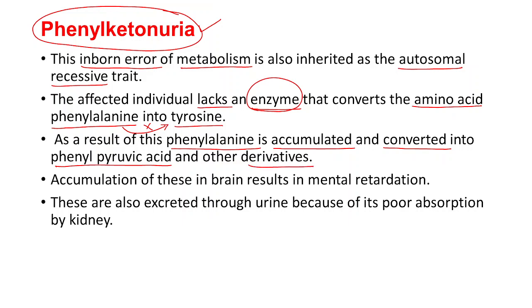Due to accumulation of phenylalanine in the form of phenylpyruvic acid and other derivatives, what will happen? It will lead to phenylketonuria, and it results in mental retardation of the individual. These phenylpyruvic acid derivatives are also excreted through the urine, because of their poor absorption by the kidney. By means of a urine test, this particular disease can be identified. If the derivatives of phenylpyruvic acid or phenylalanine are seen in the urine, then we can say that the condition is phenylketonuria.